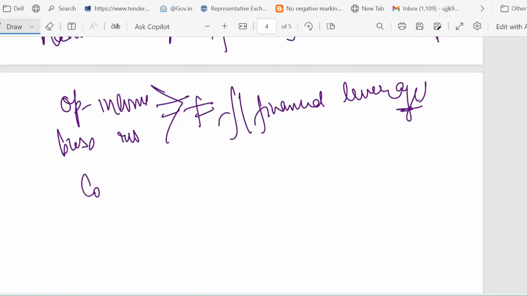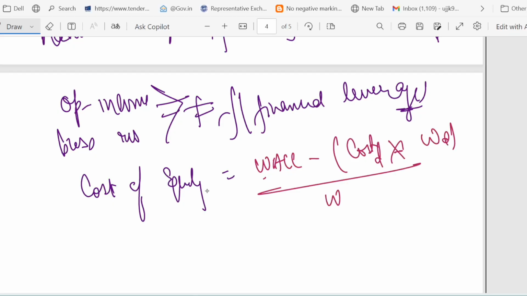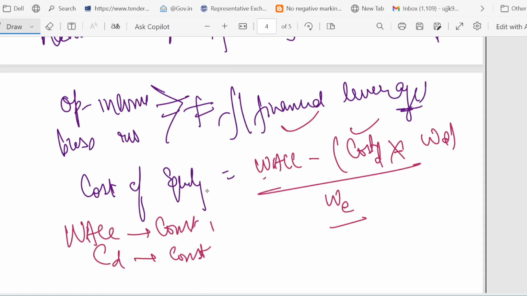So the cost of equity formula is: first of all, you write WACC minus CD, cost of debt, multiplied by proportion of debt, divided by proportion of equity. That is the formula. Here the WACC and the cost of the debt, that is called CD, are considered constant. So WACC is considered constant and the CD is considered constant. The only things that change are WD and WE. WD means proportion of the debt and WE proportion of equity. Yes, cost of debt remains constant and WACC also remains constant.